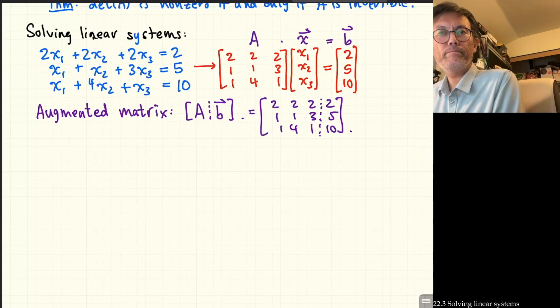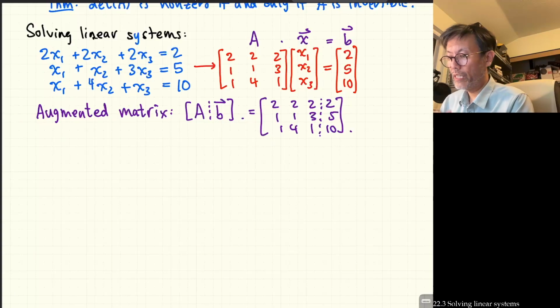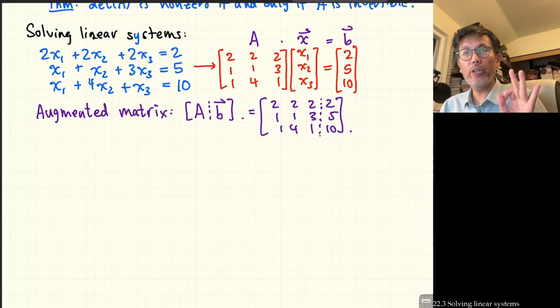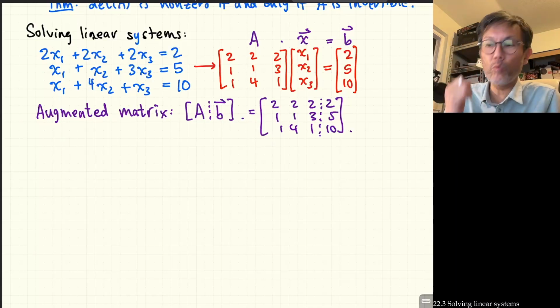All right? Okay. Now, we are going to manipulate this matrix using these three operations, which are called elementary row operations.